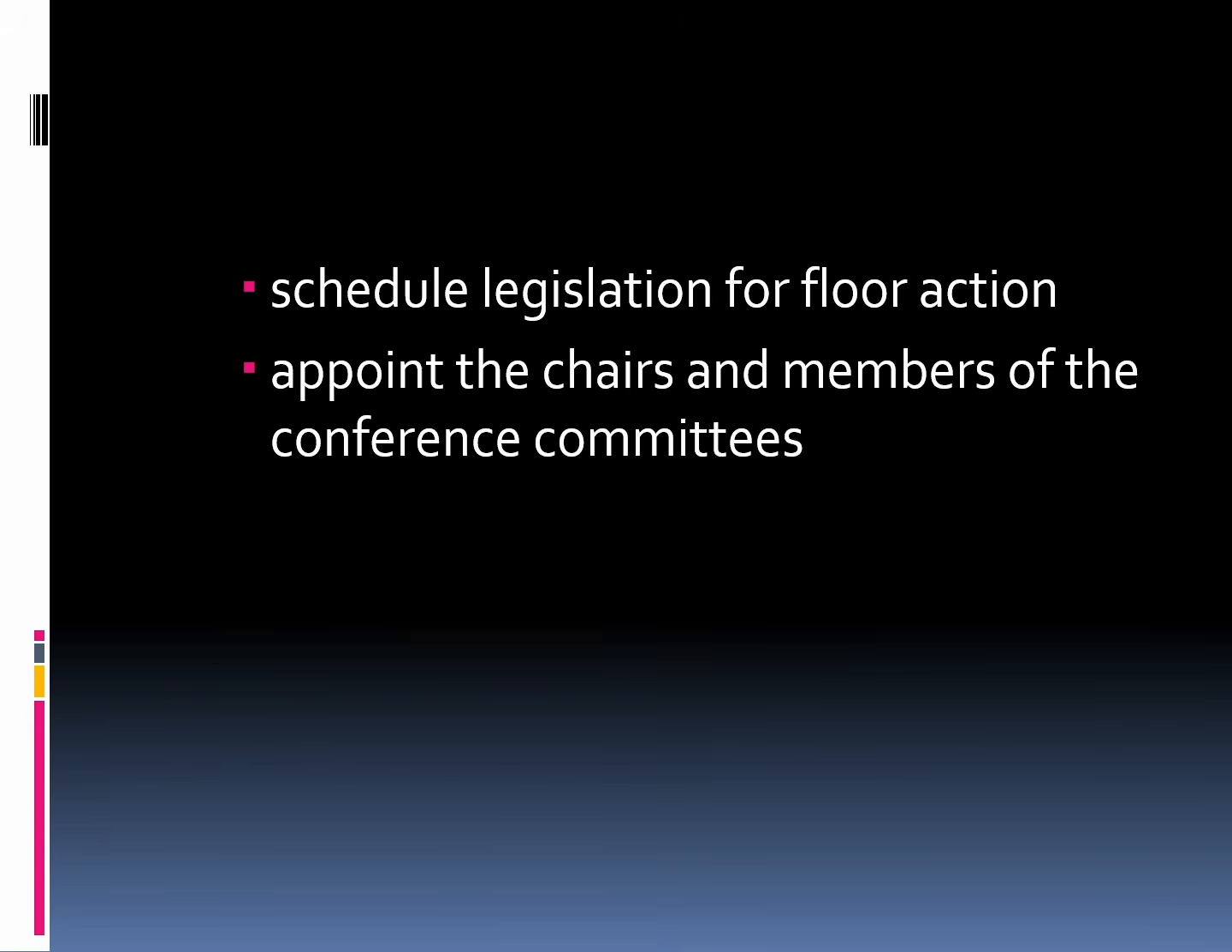They will schedule legislation for floor action, and that doesn't make sense right now, but we'll be talking about the floor in a little bit. And they will appoint the chairs and the members of the conference committees. So all of these deal with how laws are going to get passed. Those are all the procedural tools, how these laws are going to get passed or get killed.